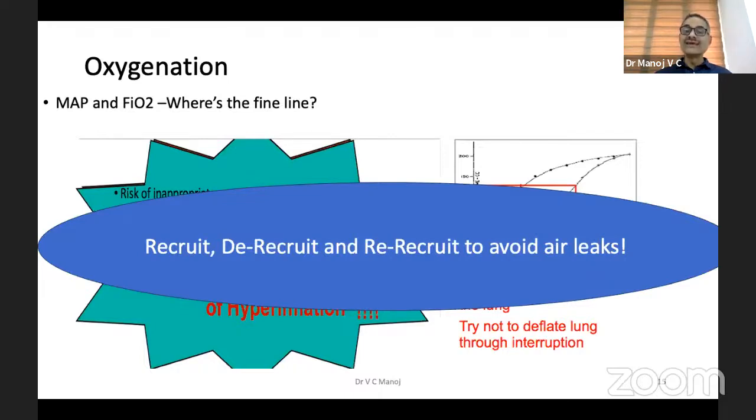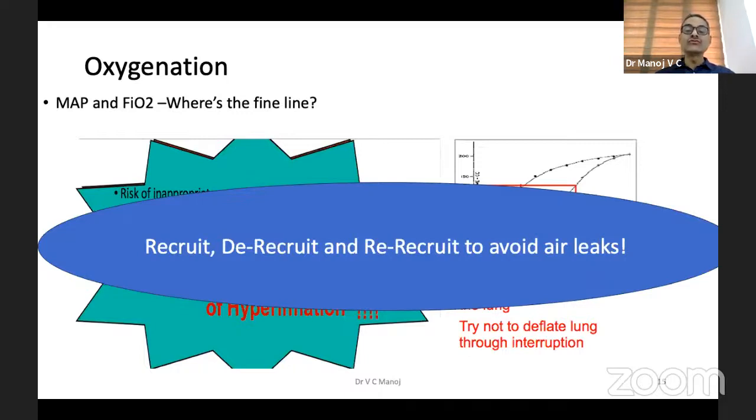Bring it down to 16, you will still find oxygenation is good. Bring it down to 15, suddenly the lung has become de-recruited and saturation falls. So the pressure that you would set initially to continue in the high frequency will be 1 or 2 above the de-recruiting pressure, with which you are able to.